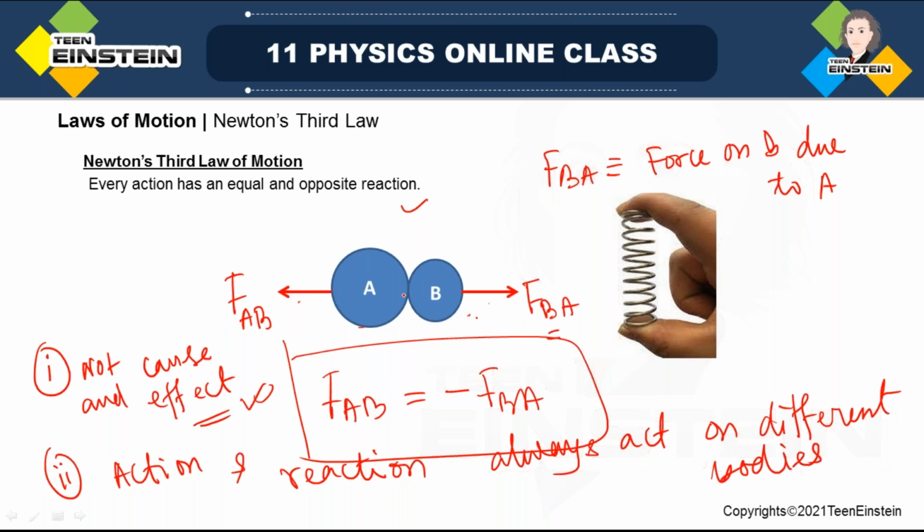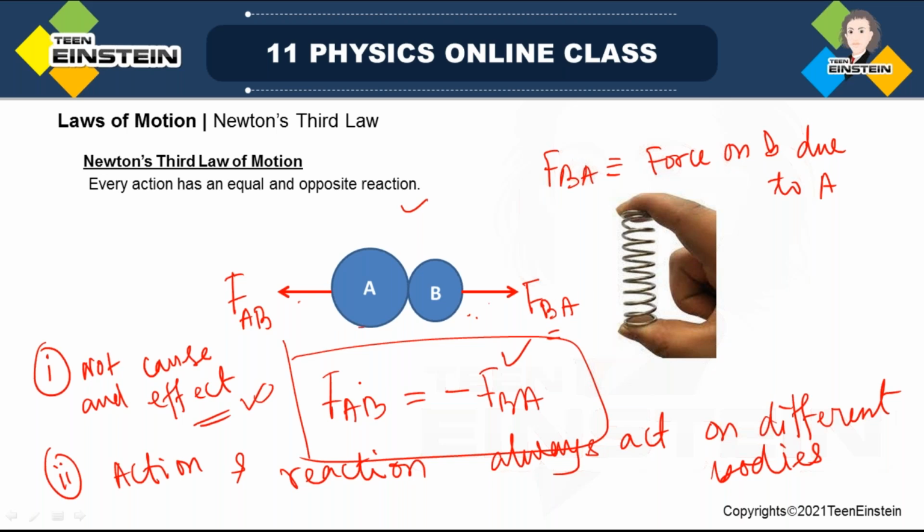Different bodies. In this case, look at the action. If I say the force BA, that is the action given by A onto B. So this is action, and the reaction is acting on the other object, that is on A due to B. So this is the reaction. So action and reaction act on two different objects.